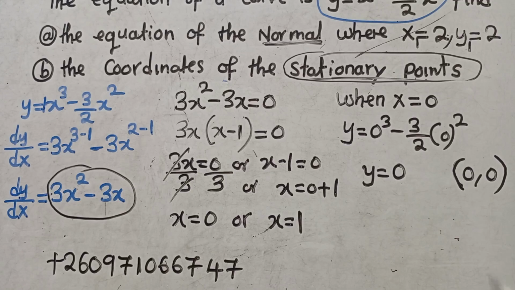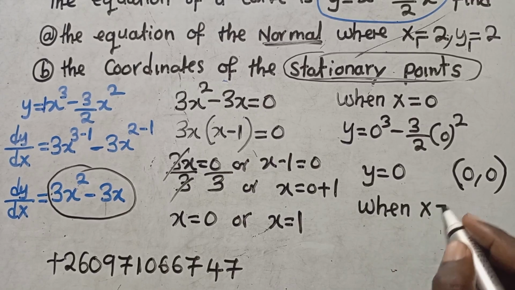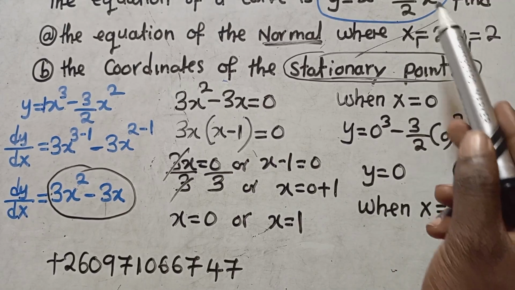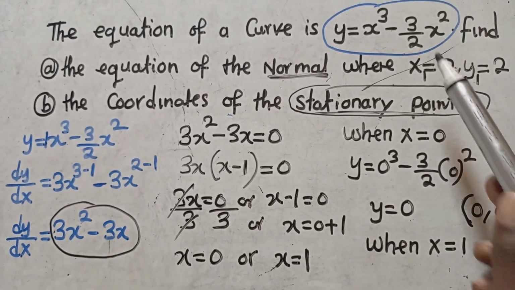So this is what you are supposed to do. We found the first coordinate. The next coordinate, when x is equal to 1. So you get the original equation, and where there is x, you put a 1.